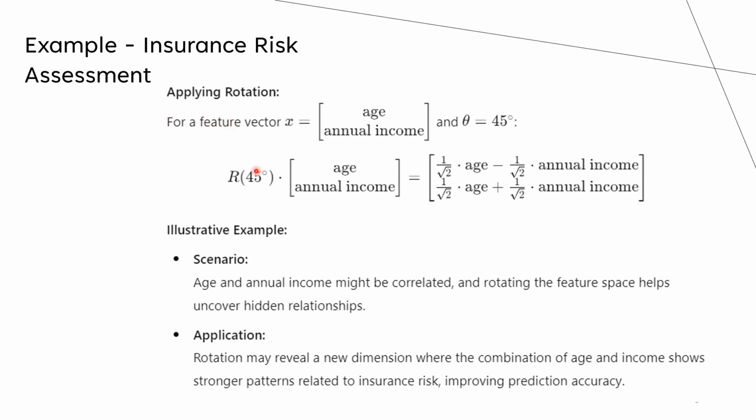So if we were to apply a rotation for a feature vector X, we have age and annual income, and we have a theta, which is 45 degrees. We take that theta, we multiply it by our vector X, and it gives us this new transformation.